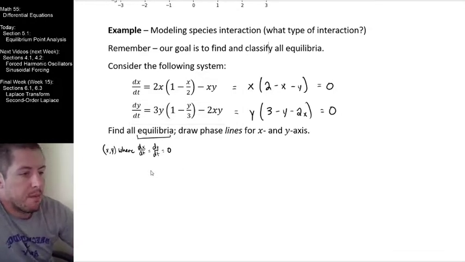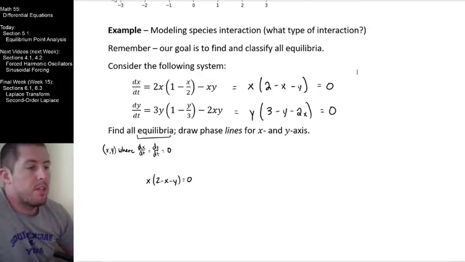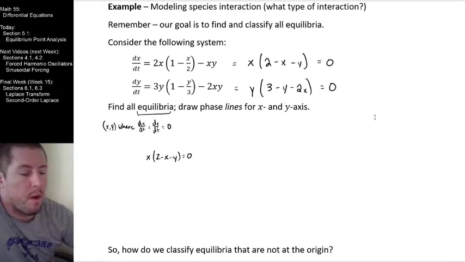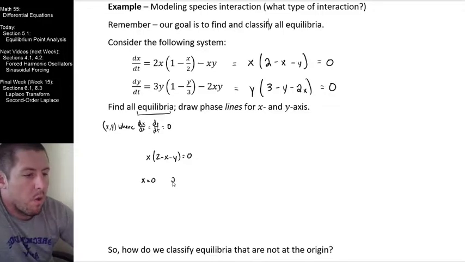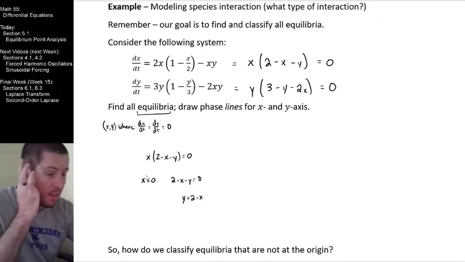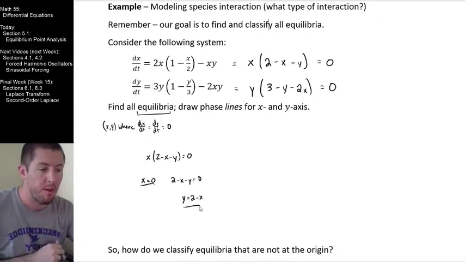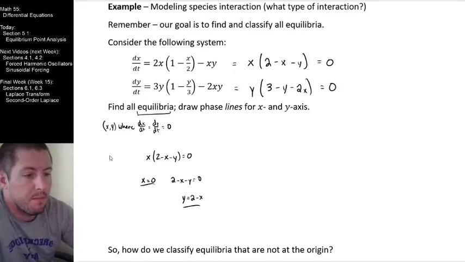So I'm going to set up these two equations. We're going to do x times (2 minus x minus y) equals 0. I'm going to solve these one by one. So this says to me, either x equals 0, or 2 minus x minus y is equal to 0, which I might rewrite as y equals 2 minus x. These are the two cases that I came up with from setting dx dt equal to 0.